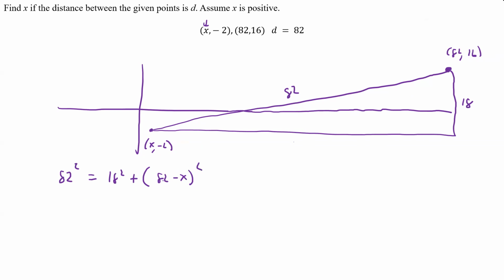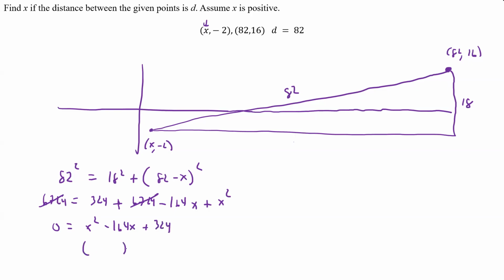Now we need to go ahead and multiply all this out. So this is going to be 6724 equals, and then 18 squared is going to be 324, if I remember right, plus 6724 minus 164x plus x squared. Okay, so that is what we have here. Now, this cancels this. And so now we have 0 equals x squared minus 164x plus 324.